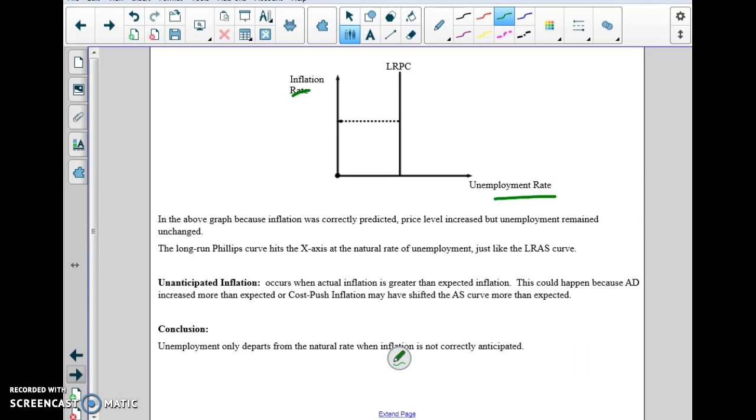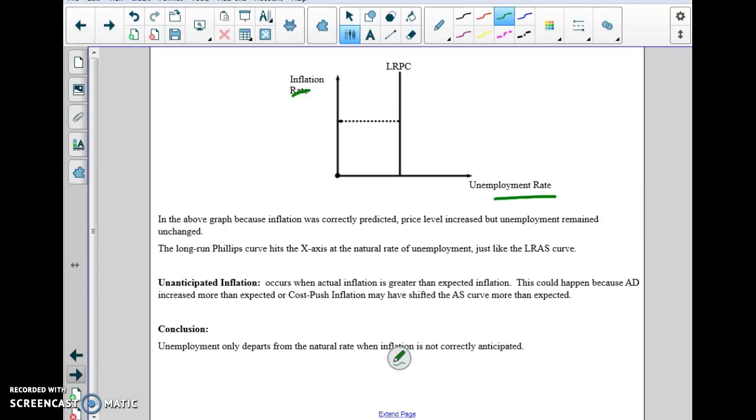It's when the inflation rate is unanticipated that it becomes a problem. And it could be either way. If the inflation rate is higher than what we thought it would be or lower than what we thought it would be, that's when problems occur.